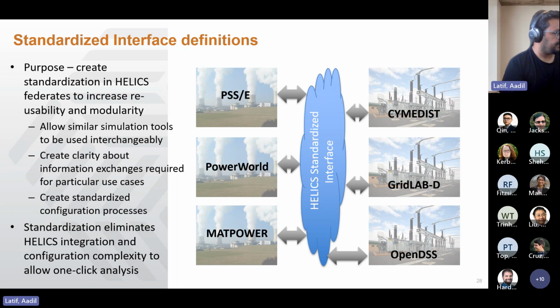And as I said, the standardization implementation reduces complexity and allows one-click analysis. Once you've got those standardized interfaces developed, it makes it easy to swap simulators also, not just models inside simulators, but simulators themselves, and be able to run simulation.